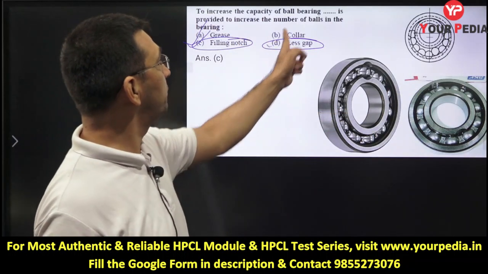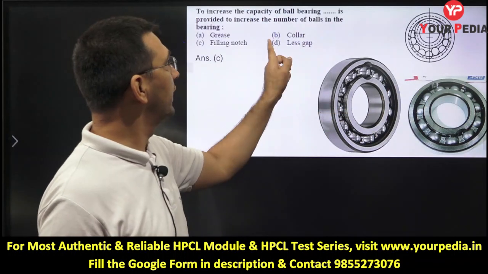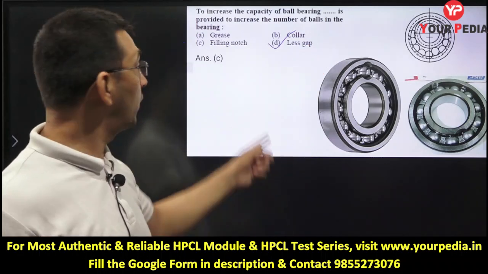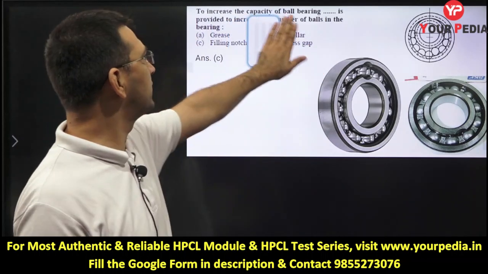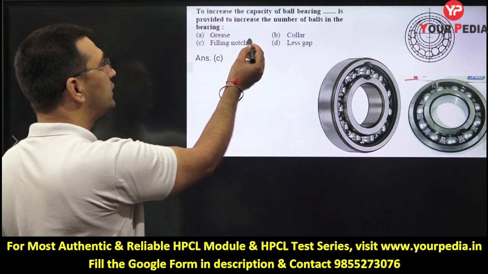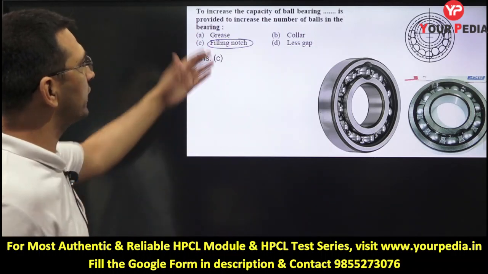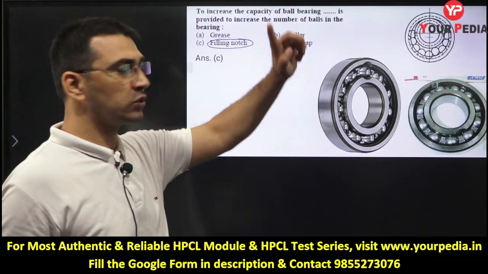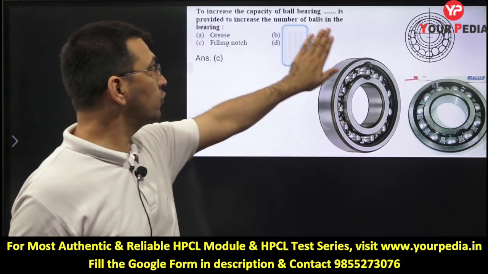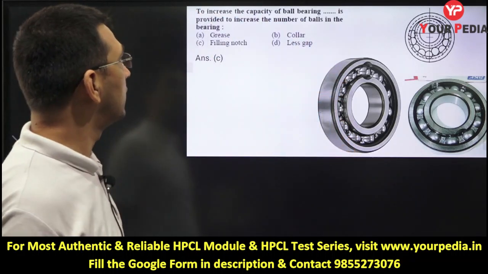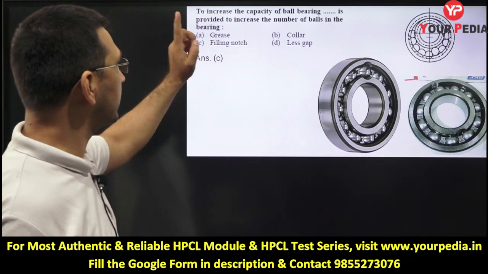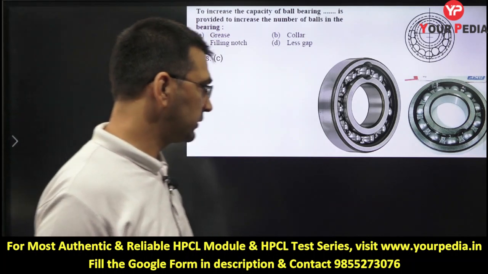So you cannot simply put it this way, less gap, because you are having another option. Had it been the case that this option was not here, there was some other option, then you could say this was also correct. But since we have to find the most appropriate and the best one out of all these, the correct answer is going to be answer C.